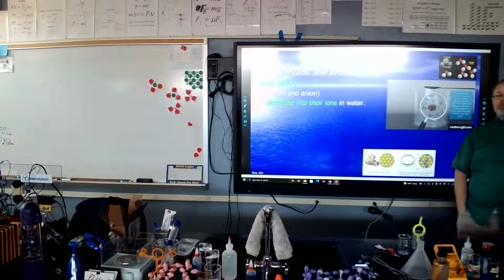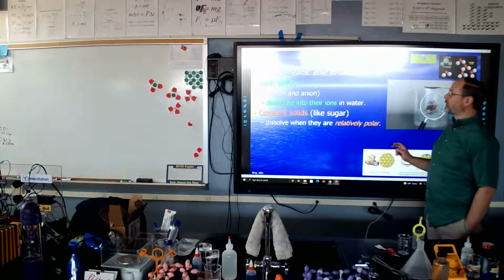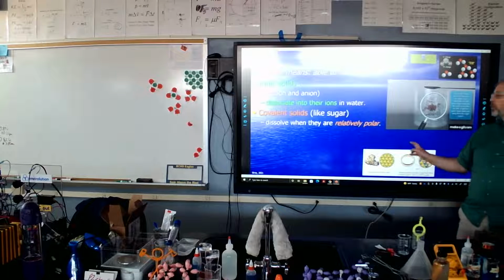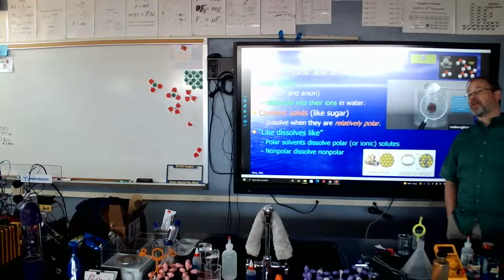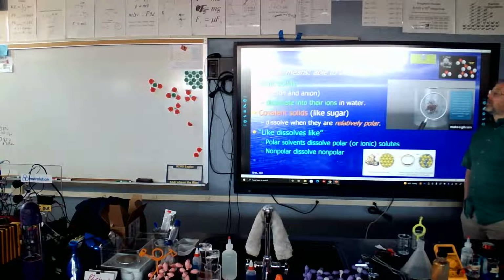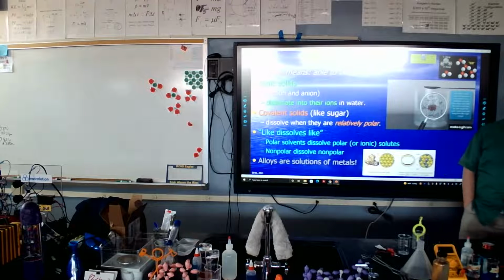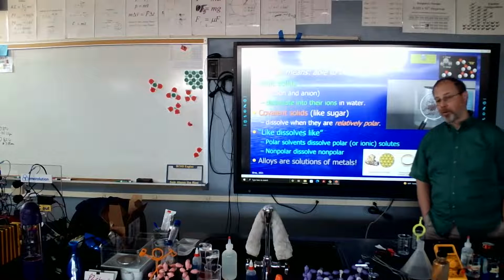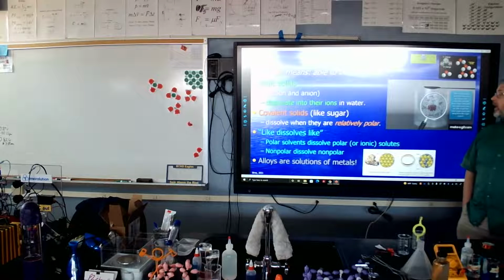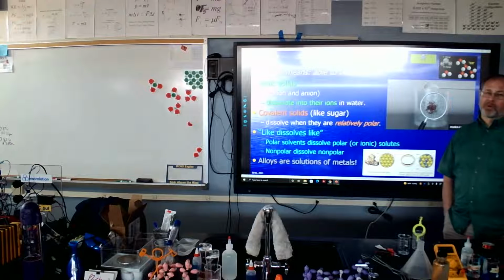Ionic solids, most of them are soluble. They dissociate into their ions. And covalent solids will be soluble when they are polar. And again, we learned this way back when we did intermolecular forces. Like dissolves like: non-polar dissolves non-polar, polar dissolves polar, and polar also dissolves ions. So if it's a polar substance like water, it will dissolve other polar substances and ions, and non-polar, like wax or paraffin, will only dissolve into other non-polar things.